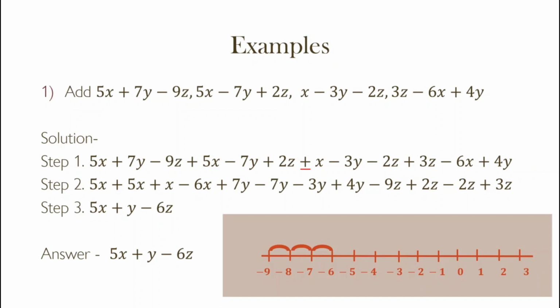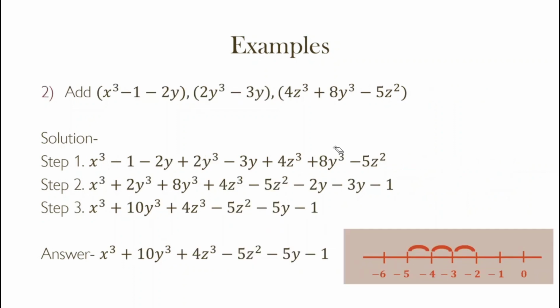Now moving forward to the next question, which says add x cube minus 1, minus 2y, 2y cube minus 3y, and 4z cube plus 8y cube minus 5z square. So again, the first step, we'll put the addition sign in place of the commas, right? Then as the rule says, we'll collect the like terms together.